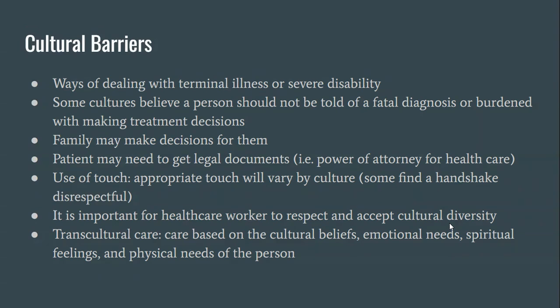Another thing we'll see that's different between cultures is how we deal with terminal illness or how we deal with severe disability. There are cultures that believe that a person does not need to be told about a fatal or terminal diagnosis. They shouldn't have to worry or carry the burden of making those treatment decisions. So the family will make the decisions for them. Now, in our system, unless this person's a child, this can't necessarily happen unless they have the appropriate legal documentation, like power of attorney for healthcare.